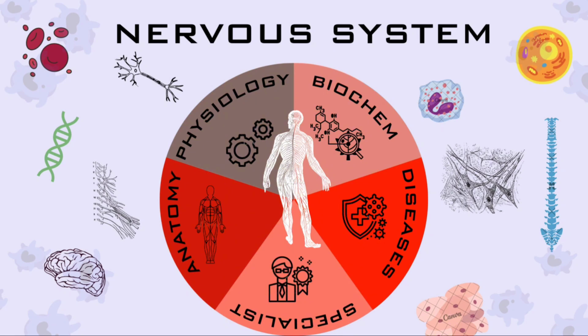So in this presentation, there will be 5 aspects to talk about. First, anatomy, physiology, biochemistry, disease related to nervous system, and famous neurologists in Malaysia.